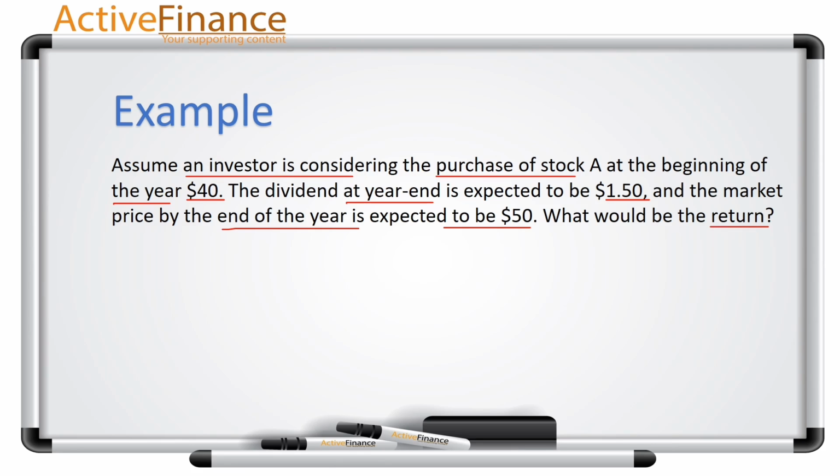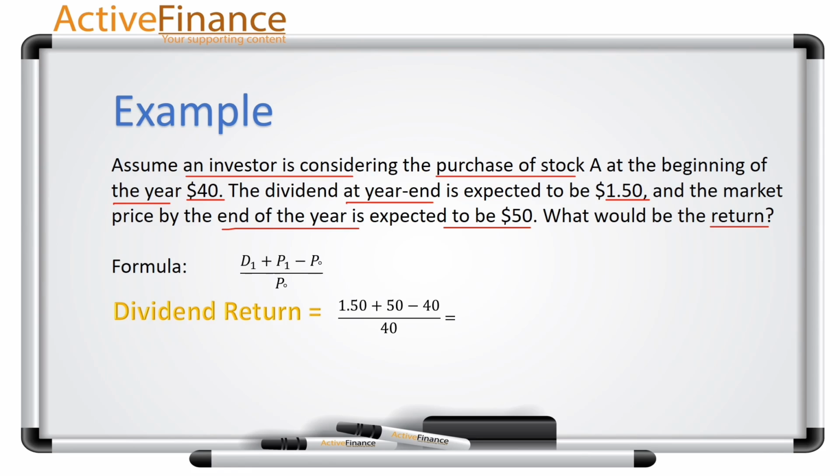So we will put these values in this formula to get the dividend return. This is the formula: D1 plus current price minus base price, and we will divide by the base price. We will put these values. At D1 we will put the dividend as $1.50, and then we will add the price appreciation: the current price of 50 minus the base price, and then we will divide by the base price, and we will get the dividend return.